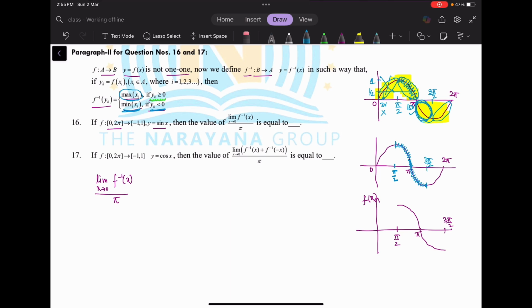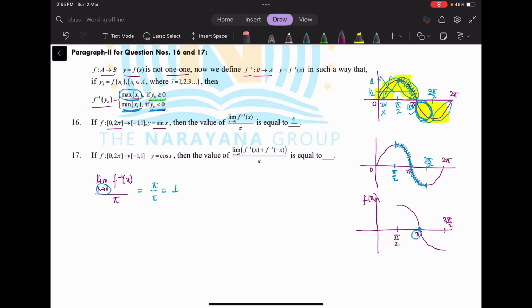So this is the graph of f(x). Here, if x is tending to 0, then for my f(x) it is the output which is tending to 0. So y values should be tending to 0, which is this point. Here on the x-axis, the y value is 0, and the corresponding value is π. So here the answer is π divided by π, which is 1. So 1 is the answer for the 16th question.